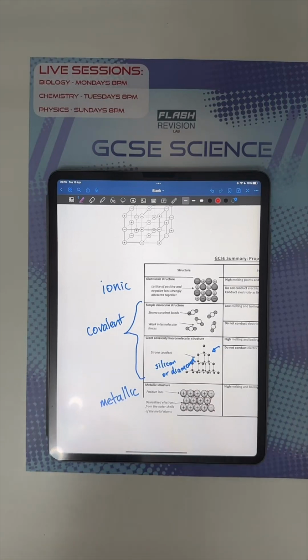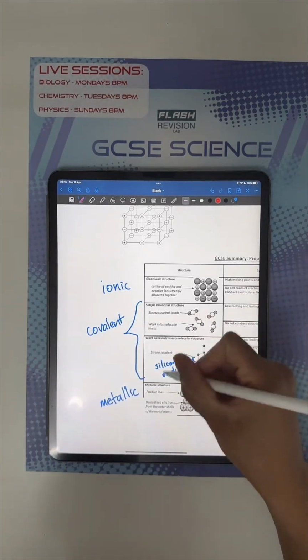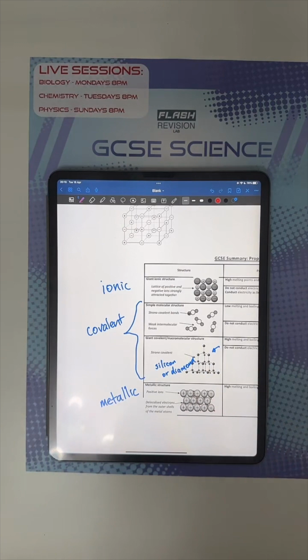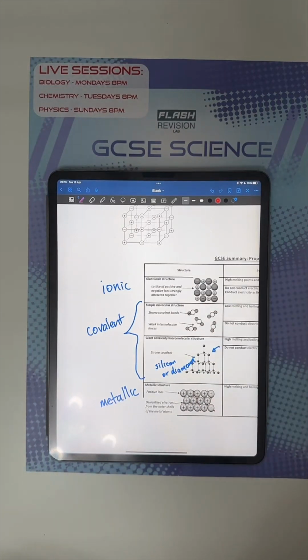Ionic? No, not quite ionic. Covalent? Yes, it comes under covalent. Now we have to figure out which one of the covalents does it come under. Is it simple molecular or giant covalent? Molecular covalent, Carmel. Yep, thanks. Molecular covalent. So how do we figure this out?